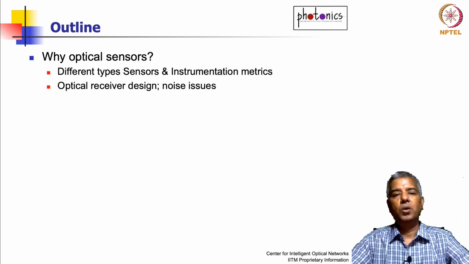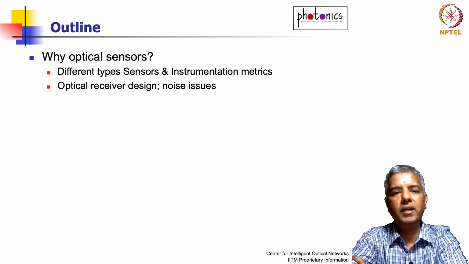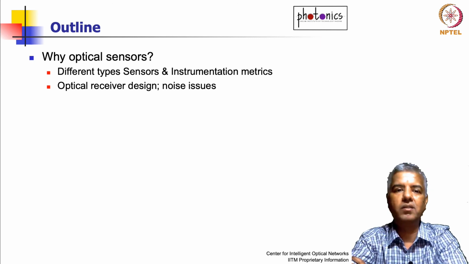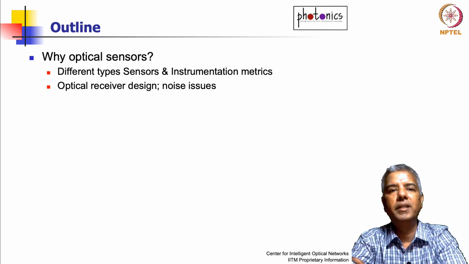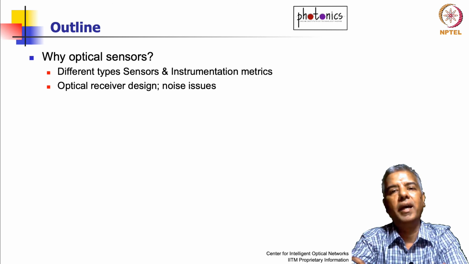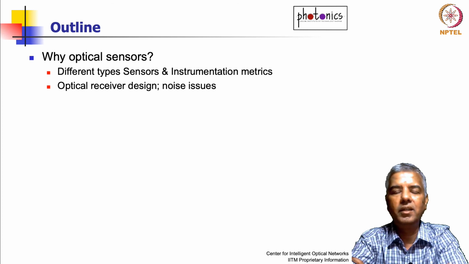We will start with why optical sensors. Okay, so what are the different types of optical sensors out there, and what are the instrumentation metrics? And one of the keys in any of these optical sensors is going to be the design of the optical receiver. So we will go into the details of the construction of an optical receiver, and while looking at those details, we will see that there are certain issues with respect to noise. We will see how we can handle that.